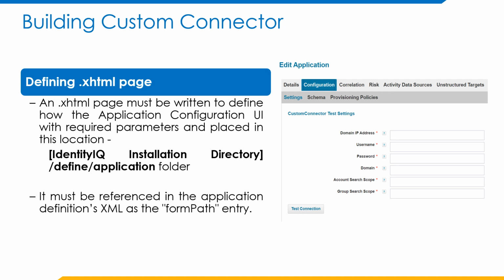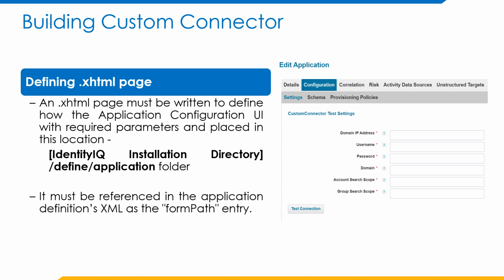Defining XHTML page. Usually some parameters are required to define the connection to the target resource as shown in the picture. Example: host, port, username, password, etc. To allow these parameters to be specified through the user interface for each application that uses this connector, an XHTML page must be written to define how the application configuration user interface will request and record these parameters.